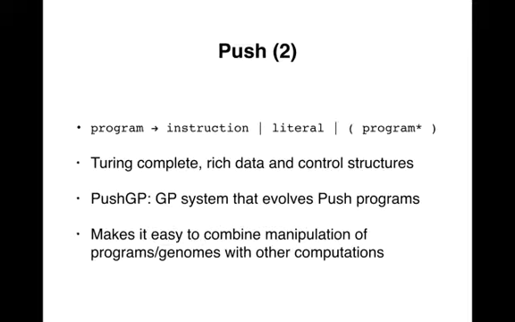It has a very simple program syntax, summarized in this first line. It is a Turing-complete language with rich data and control structures. And if you develop a genetic programming system in which the programs that you're generating randomly and then varying to evolve solution programs are PUSH programs, then we'll call that system PushGP. And there are quite a few versions of PushGP that have been developed over the years. It makes it easy to combine the manipulation of programs or genomes with other computations because of the way in which different data types are handled on different stacks.